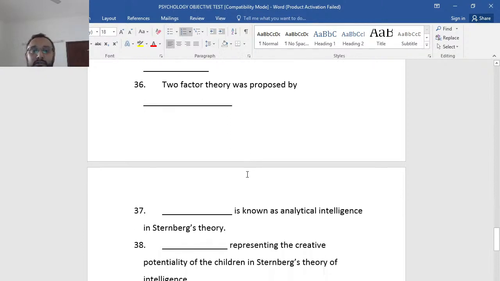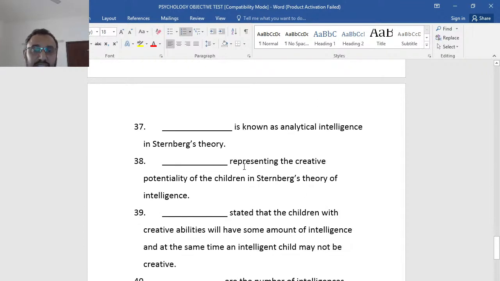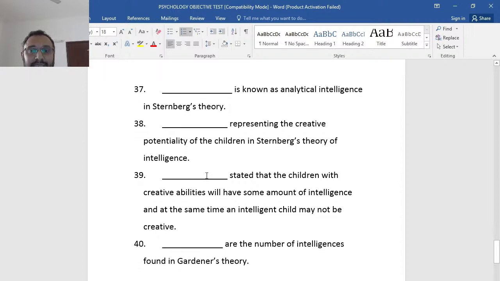Two-factor theory was proposed by Charles Spearman. Dash is known as analytical intelligence in Sternberg's theory. You see here, it is the componential intelligence. Componential intelligence is known as analytical intelligence, my children. Now question number 38: dash representing the creative potentiality of children in Sternberg's theory. Experiential intelligence is representing the creative potentiality of the children in Sternberg's theory of intelligence.